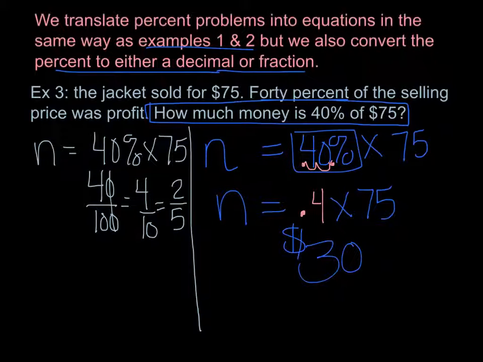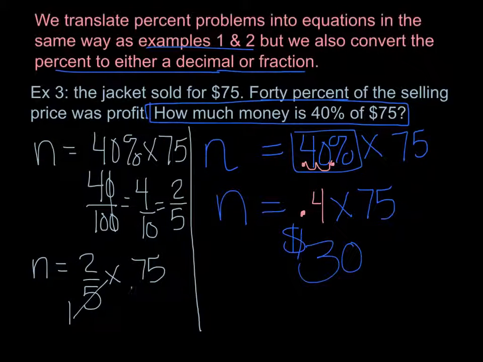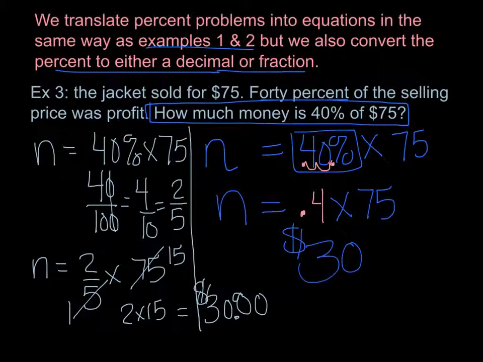So now I rewrite the problem. Some number is 2/5 of 75. 5 goes into 5 once. 5 goes into 75 15 times, and I'm left with 2 times 15, which is equal to $30. Both ways work. It's just whichever way is easiest for you is the way that I want you to use.